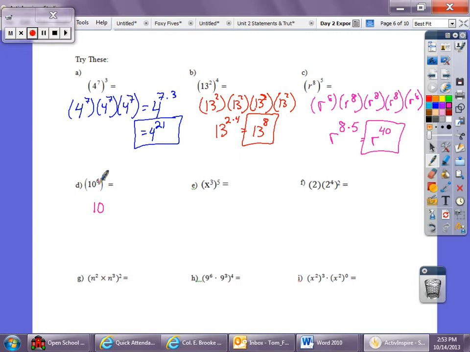Then I can look at this and say this is going to be 10 to the 6th times 2. Well, 6 times 2, 10 to the 12th. x to the 3 times 5 will give me x to the 15th.